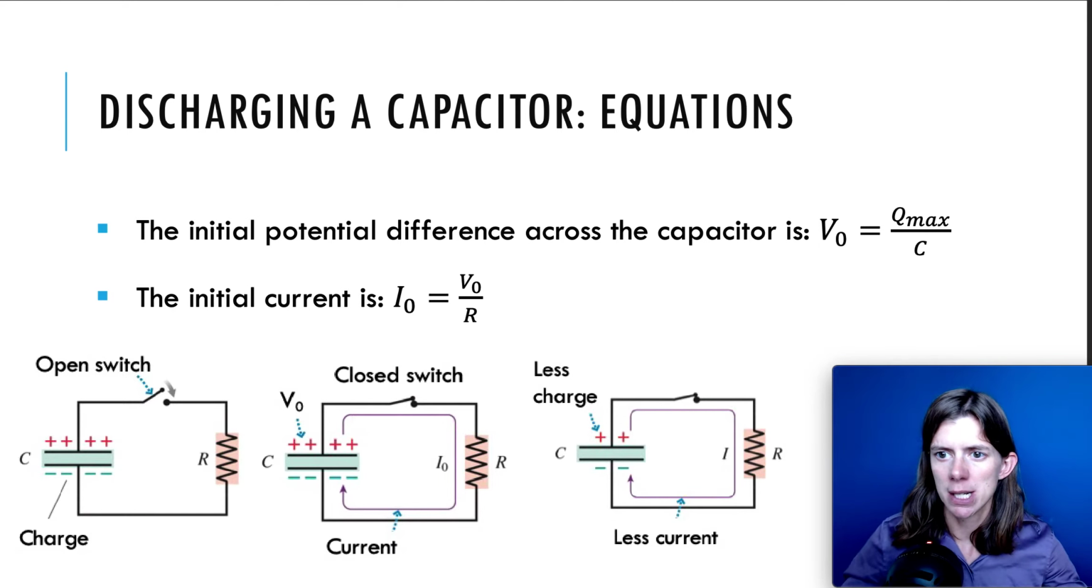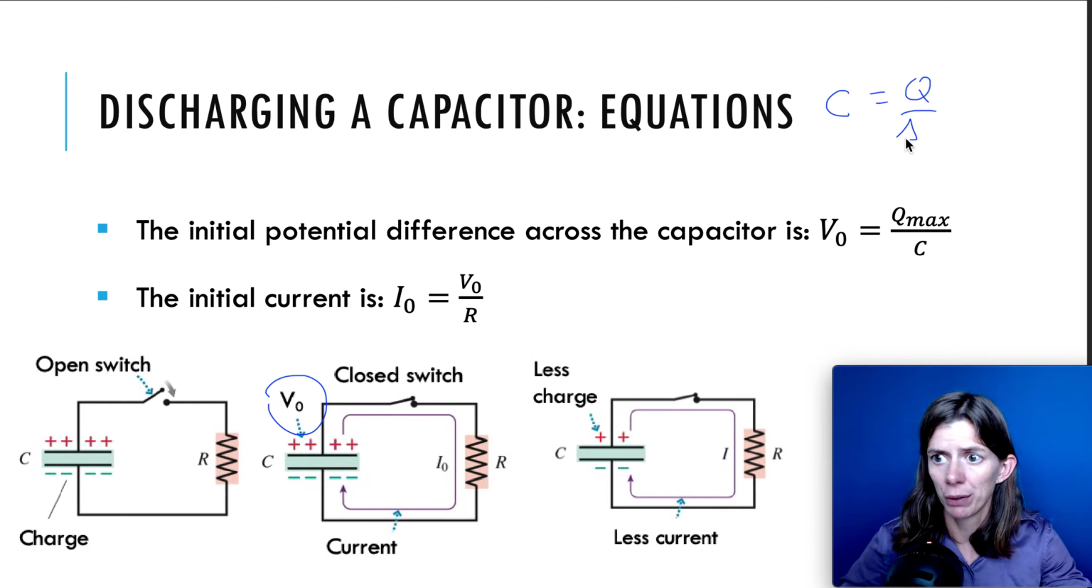Let's look at some equations for this. The initial potential difference across the capacitor is V0, and it's given by Q max over C. So this comes from the equation for capacitance, which was the charge per voltage. So if you solve for V, for potential difference, you get Q over C. We're calling it V0 because it's the initial potential difference across the capacitor when it's fully charged. Therefore, it has its maximum charge. As it has less and less charge, the potential difference is going to be less and less.